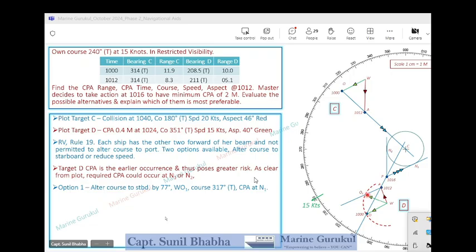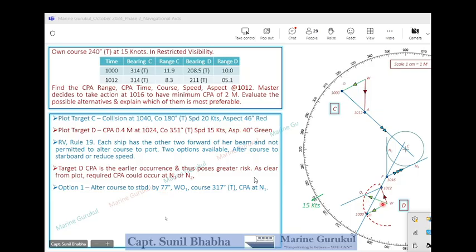Now we align our parallel ruler or set square or sliding ruler to W Oscar 1 and measure this course using the plotting sheet as a compass rose. We measure the course and this comes to 317 degrees true. So if own ship alters course to 317 degrees true, initial course is 240, so that's an alteration of 77 degrees to starboard.